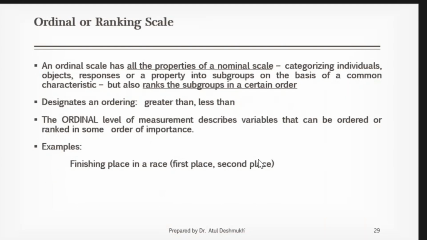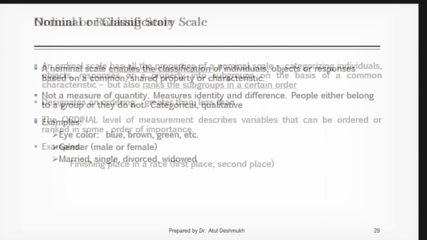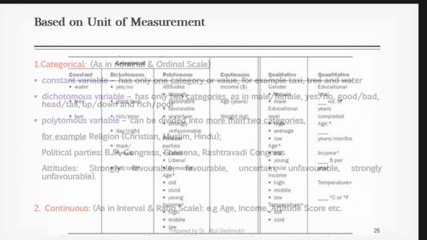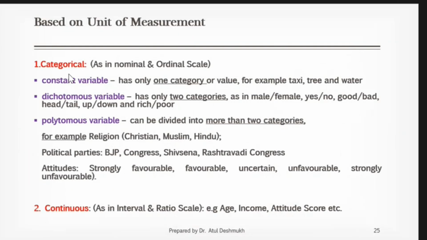In the previous slide, we have just now seen this classification of measurement scale. So categorical or discrete scale has nominal and ordinal levels of measurement. So all the categorical variables, all the discrete variables, are measured on nominal and ordinal scale.